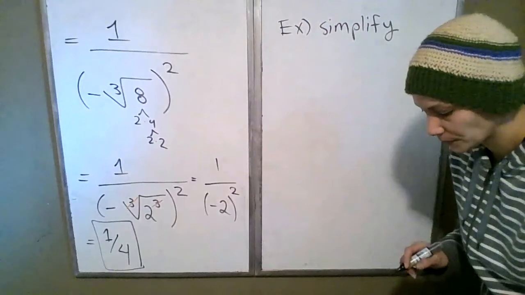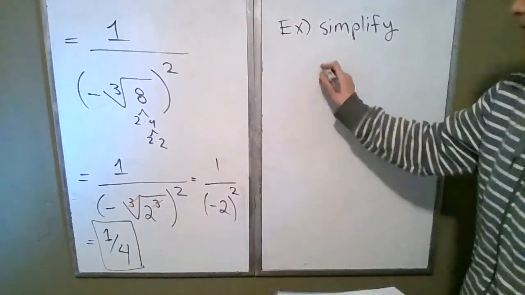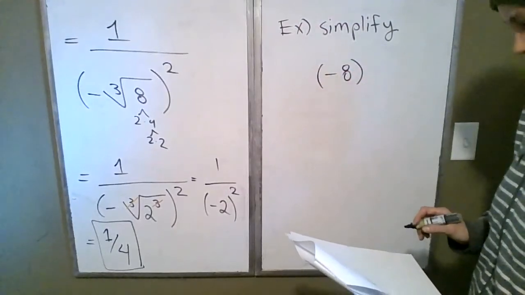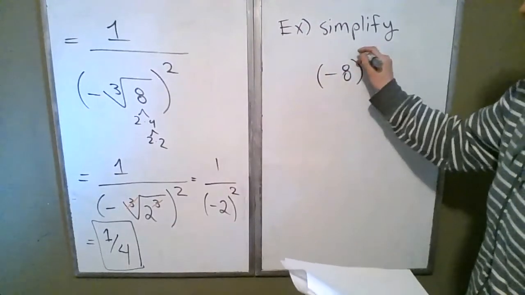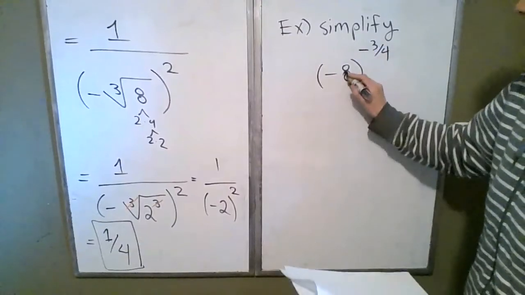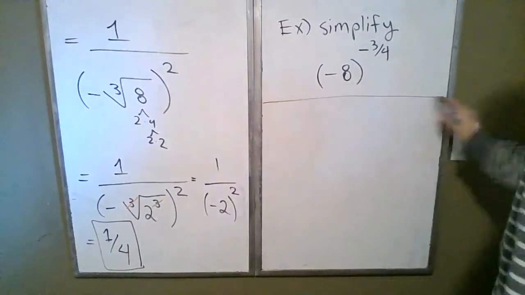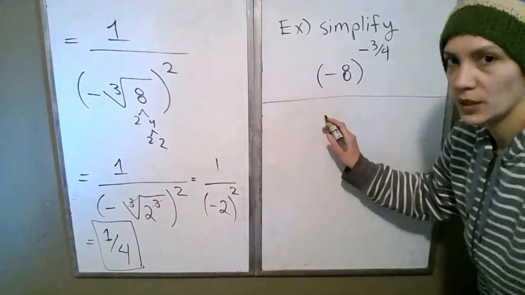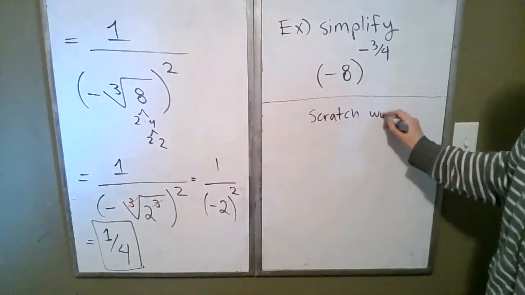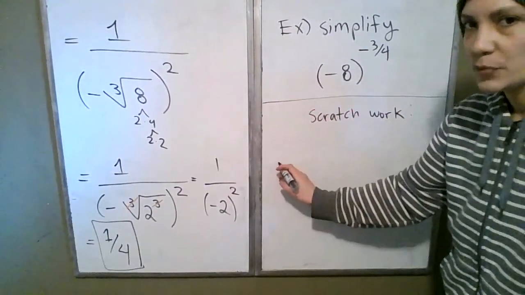We'll do this first. We're going to try the number negative 8 and put it to a negative 3/4 power. So just copy down the problem.